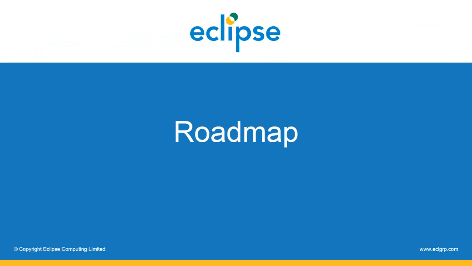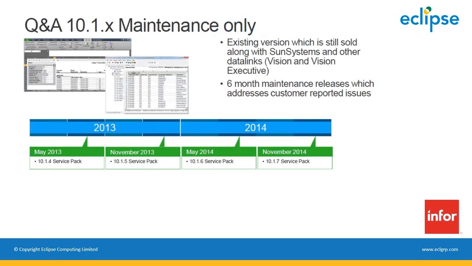Okay, so very quickly, what does this mean for the product roadmap? What's happening with the current releases and what's expected to happen with Evolve. We said the two things are completely different. So effectively, there are two roadmaps. The Q&A 10.1, this is the version of Q&A that we're all familiar with at the moment. This is the existing version, still sold along with Sun Systems and with other data links. So that will continue to be.